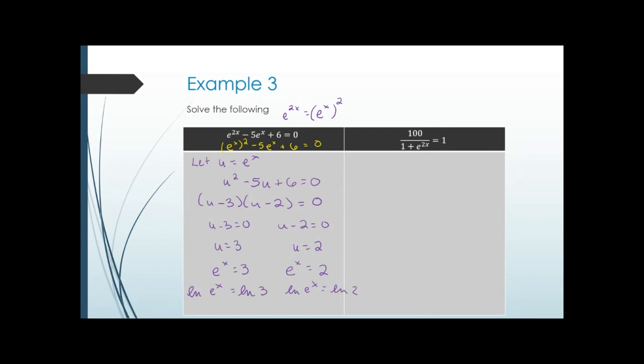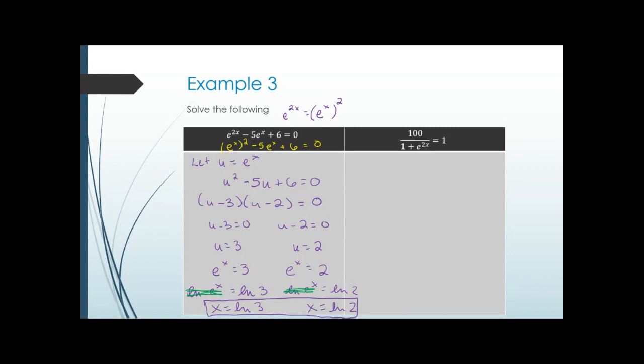So, when you're taking the natural log of something that has an e, essentially those parts just cancel. We saw that because the natural log of e is equal to 1. So on the left I just have x equals the natural log of 3, and x equals the natural log of 2. I'm going to just leave those like that because I don't have any room for trying to simplify those decimals.